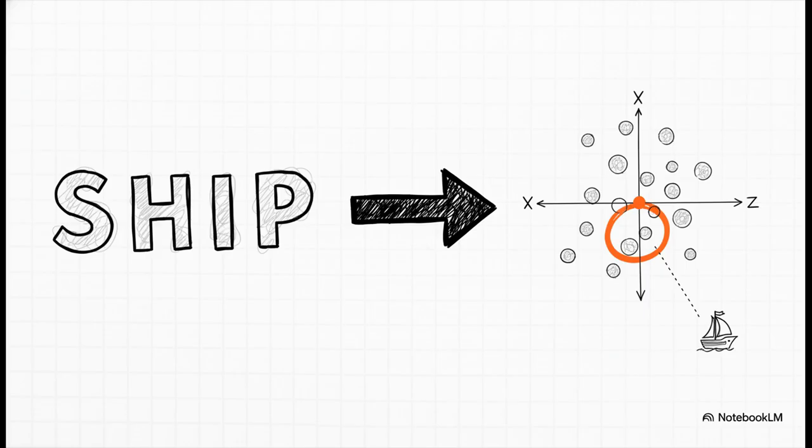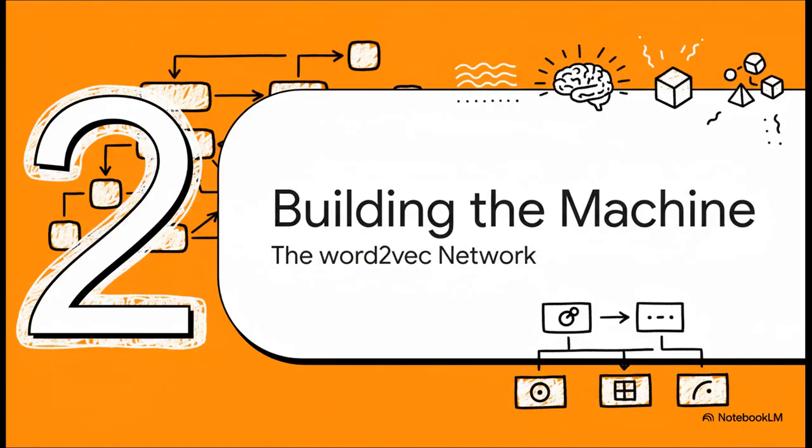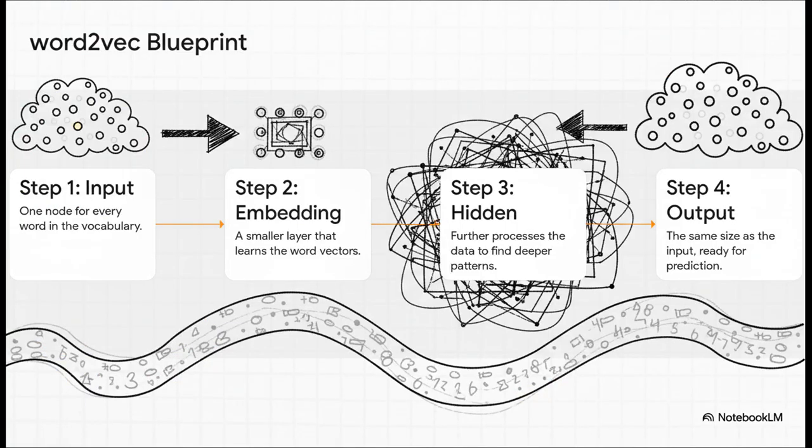But where do these magical number lists even come from? Well, we have to build a machine for it, a special kind of machine called a neural network. We're going to look at a model called Word2Vec. Now, don't worry if that sounds complicated. We're going to build this thing together, step by step, and you'll see it's way more straightforward than it sounds. All right, let's look at the blueprint for our machine.